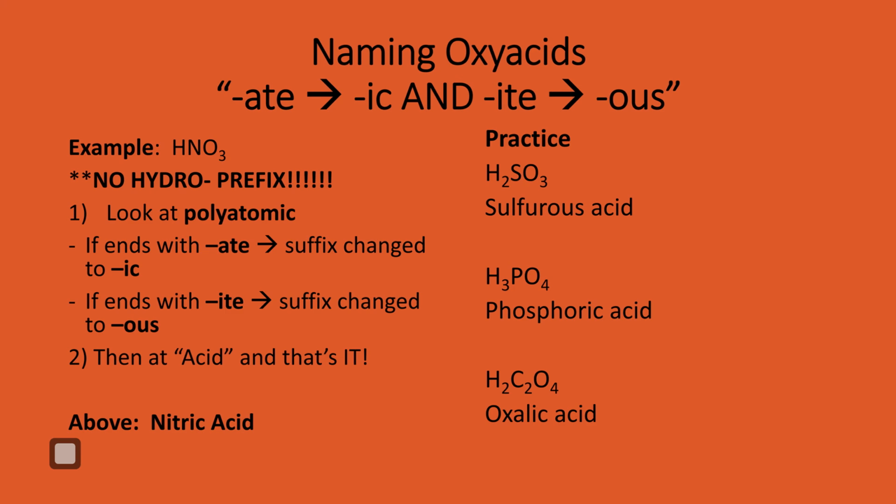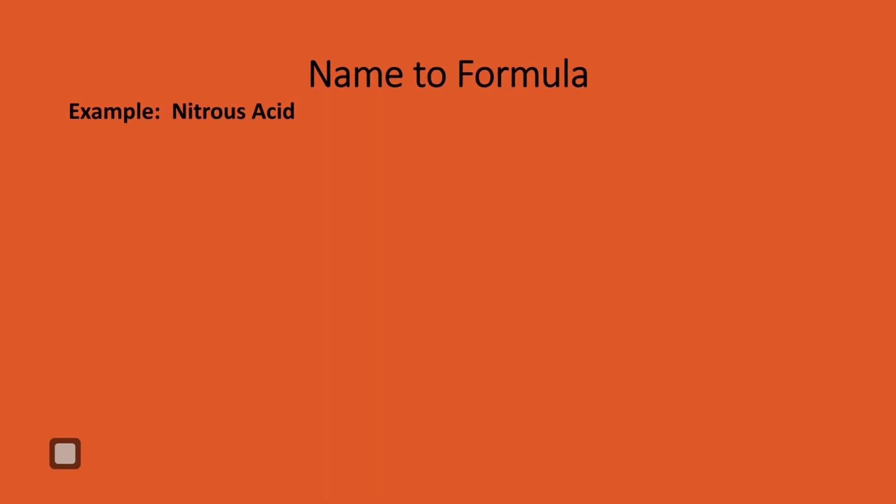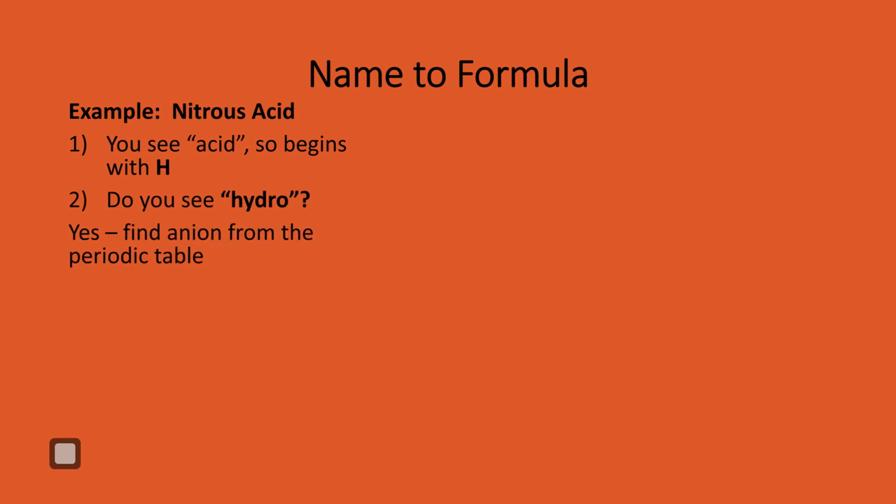Now, going to naming the formula. How do I know how many hydrogens there are in the acid? Okay, so we're going to use the example nitrous acid. So right there, there's no hydro, so this must be an acid that has a polyatomic ion. It's an oxy acid. Okay, we know it's going to start with H, but then we'll figure out the last part. So you see acid begins with H. Do you see hydro? If yes, find the anion off the periodic table. In this case, I don't see hydro, so no. Again, exception cyanide, sorry about that.